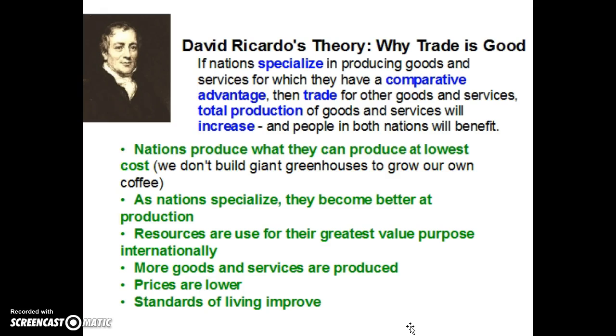So the reasons for that: nations will produce what they can produce at the lowest cost, right? They will become better when they specialize. They'll get better at whatever it is they're producing. So Mexico will get better at growing avocados, and the U.S. will get better at soybeans. Resources will go to their greatest value purpose internationally, and prices will be lower as we trade, and standards of living will improve. Okay, and most economists believe that this has been the result, although obviously in practice there are some drawbacks that the theory doesn't address.